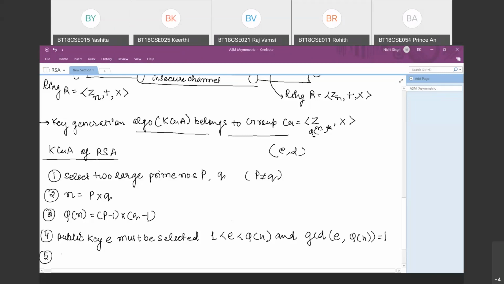Now it's time to calculate the private key. The private key is indicated by D, and the formula is E inverse mod phi n, again because the key generation algorithm belongs to the group, and the group set of residues is phi n star. So that's why I'm taking phi n over there. So D is E inverse mod phi n.